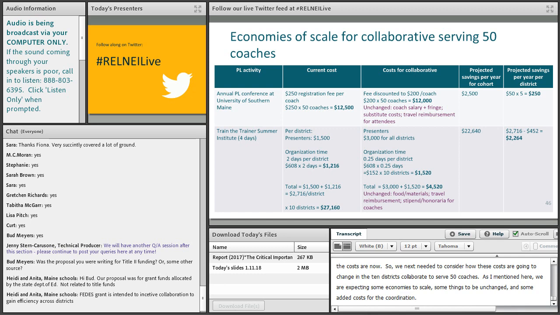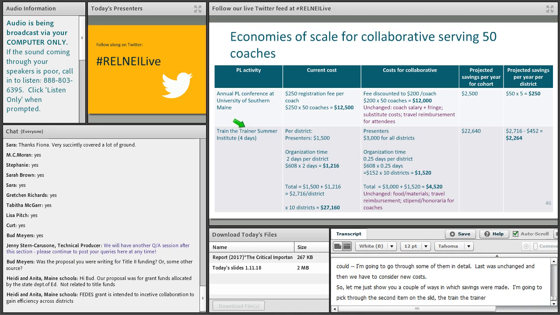So what we found is that for 5 out of the 6 professional learning activities, we could obtain economies of scale. I'm going to go through 2 of them in detail. The last professional learning activity was unchanged, and then we had to consider new costs. So let me show you a couple of ways in which savings were made. I'm going to pick here the second item on the slide, the Trainer Summer Institute, which takes place for 4 days.